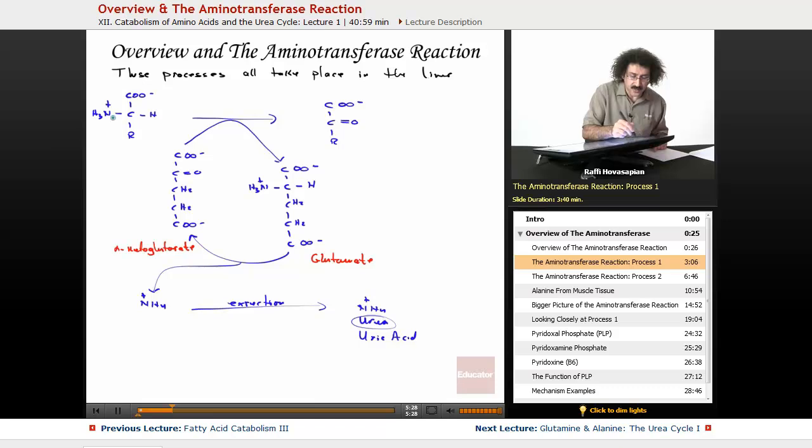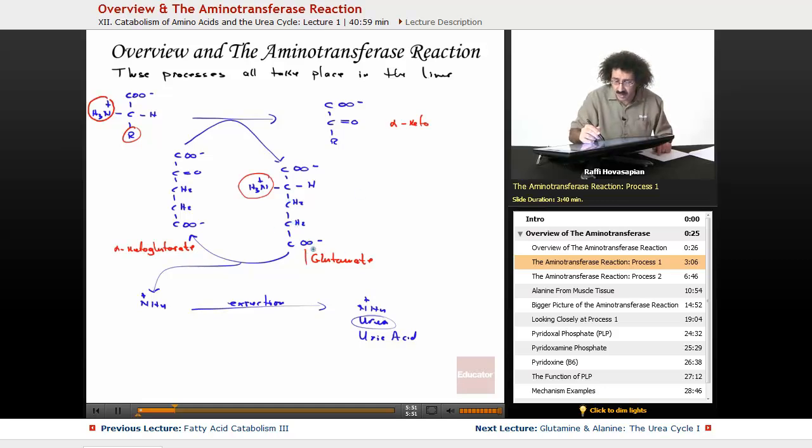Okay, this is just any amino acid. Notice that we have an R group there, could be anything. And this is your alpha-keto acid. This is your alpha-keto acid that's left over after the amino group is taken off. So this amino group is what's taken off. It is transferred to alpha-ketoglutarate, and it is held as glutamate.